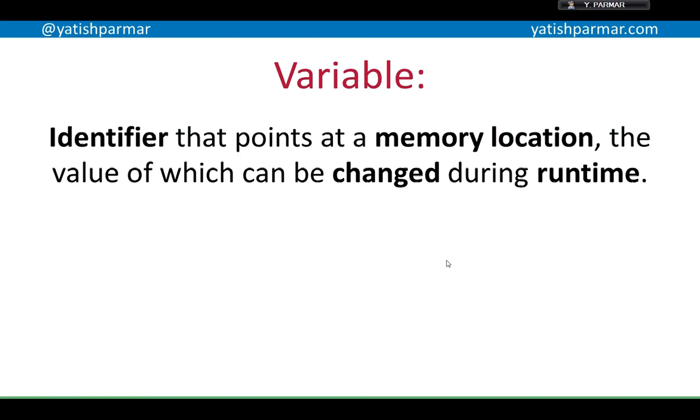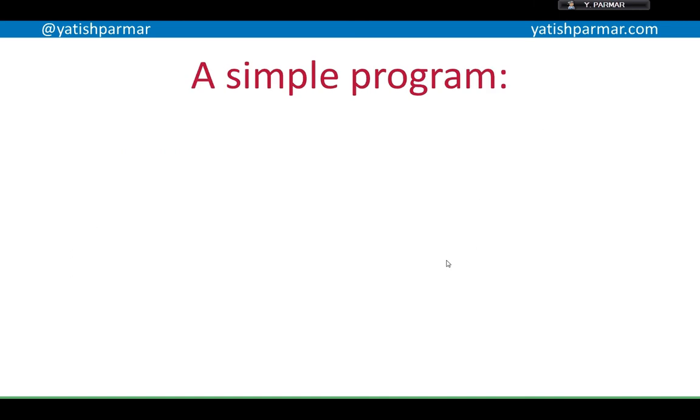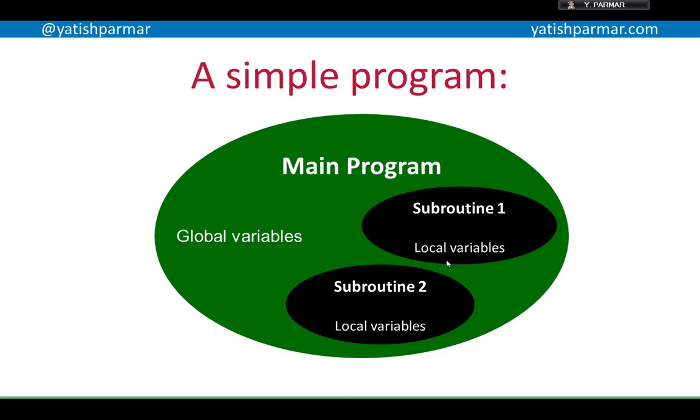So this is the definition that you would have learned of a variable. I'm not going to read it out. Let's think about a simple program. Your program is going to use variables. If the big circle represents your main program, or the entirety of your source code, within that you will have subroutines. Subroutines will have local variables within them, and you may also have global variables within your source code, and they have different levels of scope.